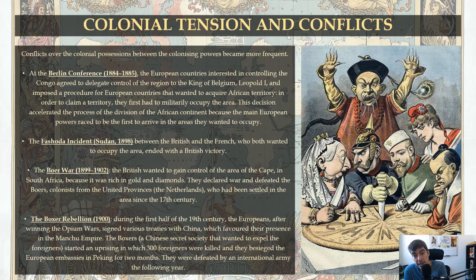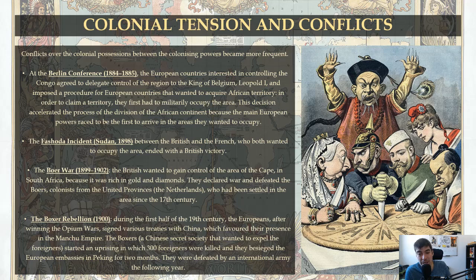And because of this imperialism, there were several conflicts and tensions between the colonizing powers. The most important were those three: the Fashoda incident, the Boer War, and the Boxer Rebellion. But first, we have to talk about the Berlin Conference, which was held in the German capital between 1884 and 1885, in which they set a series of rules in order to colonize a country, in order to acquire a new colony, besides giving the Congo to the King of Belgium, Leopold II. So, in order to claim a territory, you have to militarily occupy the area, so you can make a good claim.